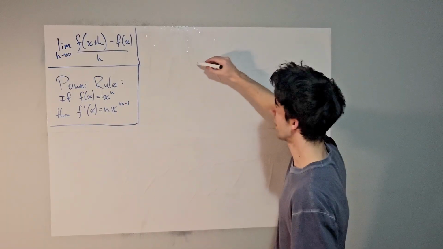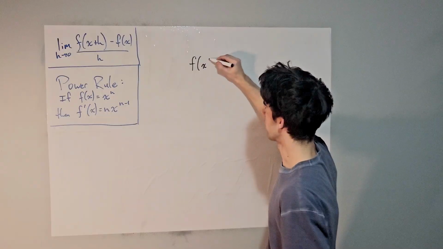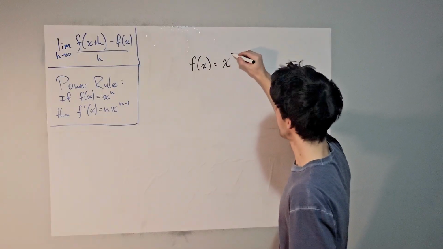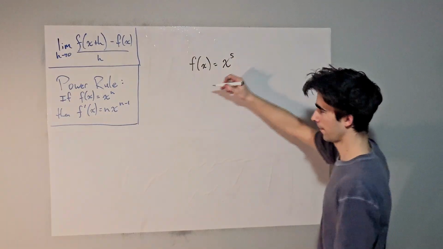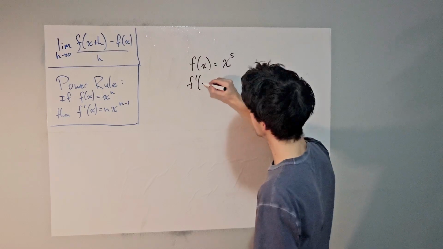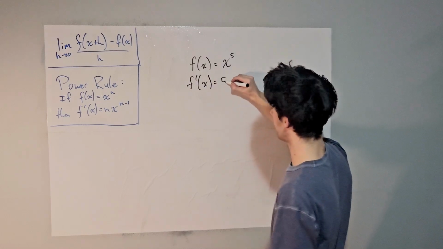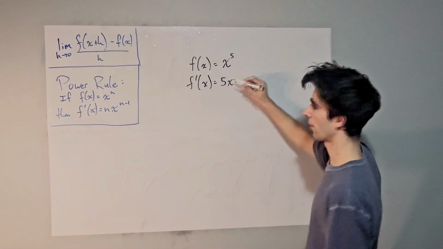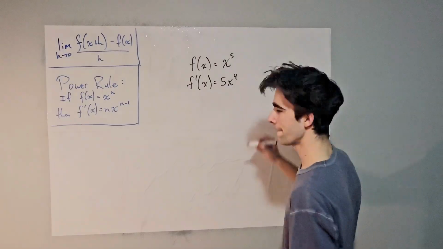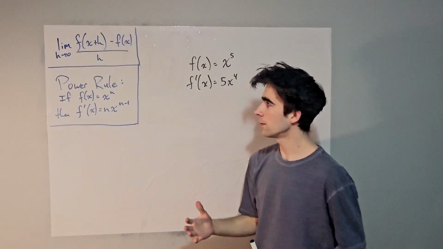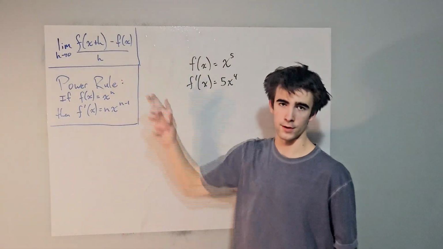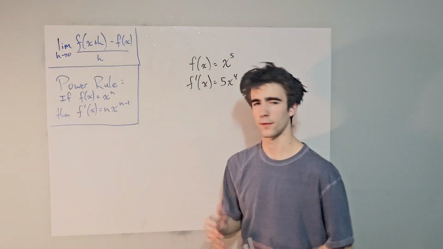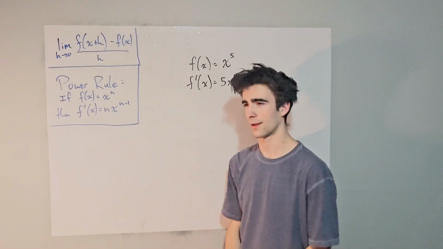So for example, if we have a function f(x) equal to x to the power of 5, here n is 5, so our derivative would be 5 times x to the power of 1 less than 5, 4. We can use the limit definition of the derivative to show why this works. So let's do that today.